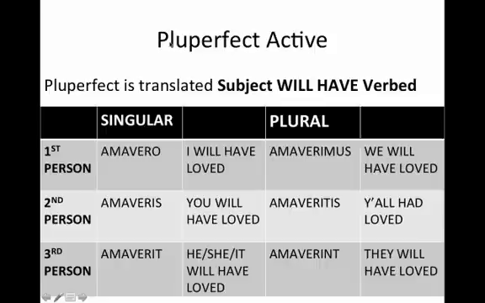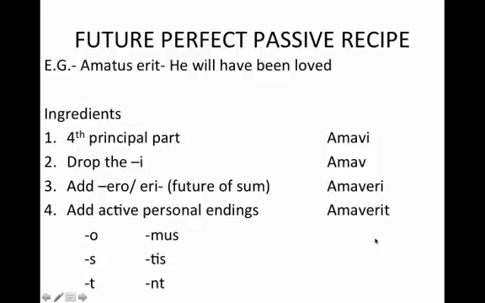This should say at the top future perfect here. This is a typo. So this should be future perfect. And the future perfect is going to be translated the subject will have verbed. I will have loved, you will have loved, he, she, it will have loved, etc.